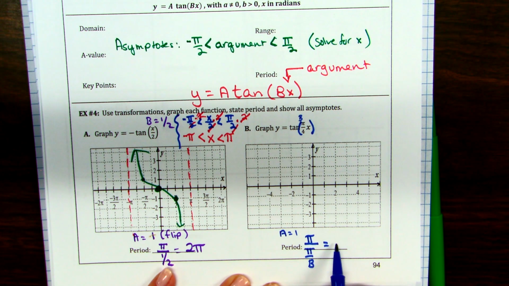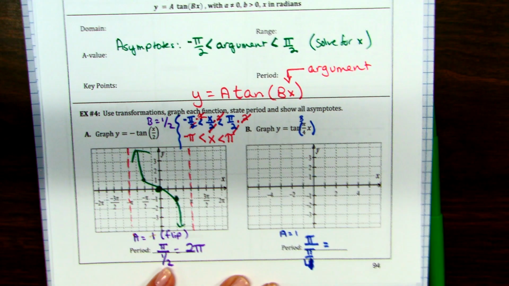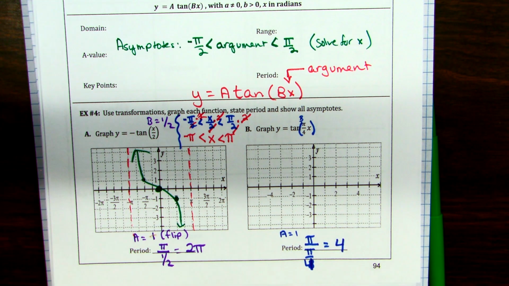Keep, change, flip. Sorry, b is pi over 4, so it's pi divided by pi over 4. Keep, change, flip, my pi's will cancel, and I'll be left with a period of 4. Now again, I'm not going to use that to make my 5 points.